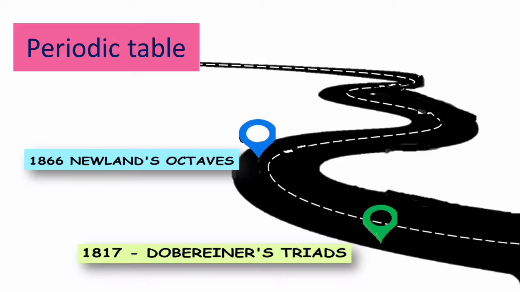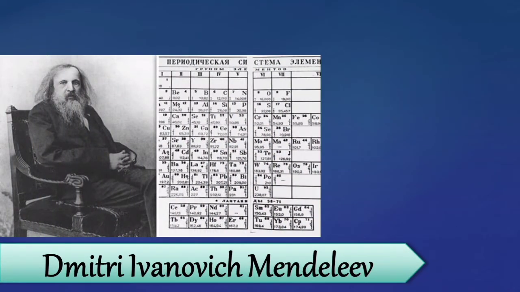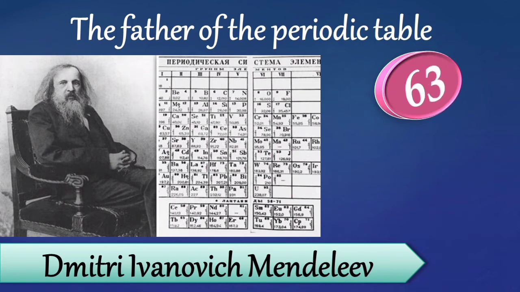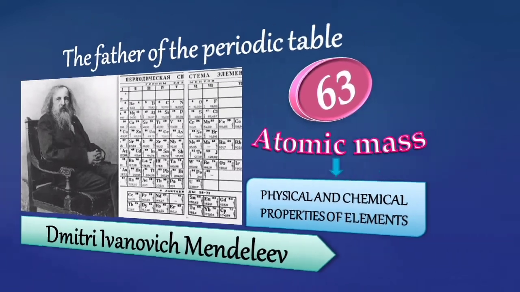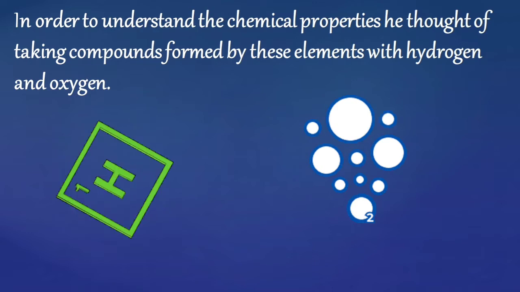After the failure of Newlands' octaves, in 1869 the Russian chemist Dmitri Ivanovich Mendeleev gave a remarkable contribution towards the development of the periodic table. He is known as the father of the periodic table. He arranged 63 elements based on atomic mass. He also considered the physical and chemical properties of elements while grouping these 63 elements in the increasing order of atomic mass. For understanding the physical and chemical properties of the elements, he thought of taking compounds formed by these elements with hydrogen and oxygen.